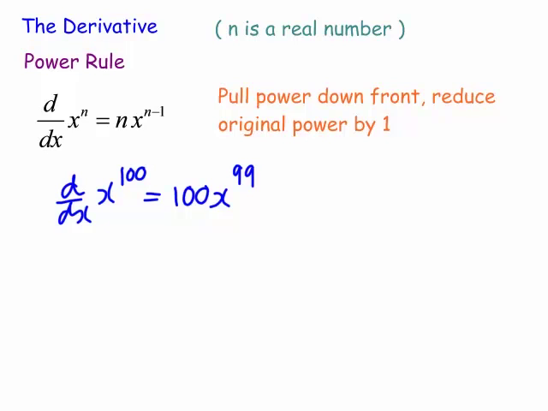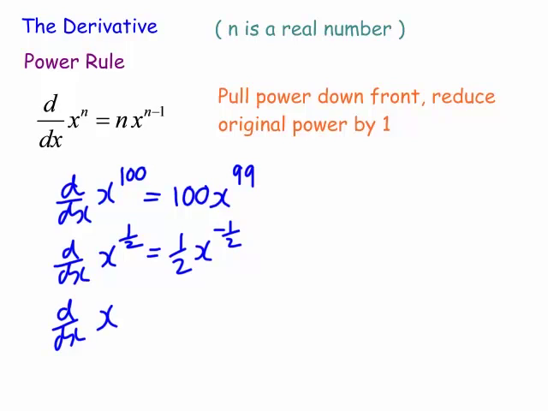Say I had d dx of x to the half. This would be a half x to the a half minus 1, which is negative a half. Suppose I had d dx of x to the minus 5. The answer would be minus 5 x to the minus 5 minus 1, minus 6.